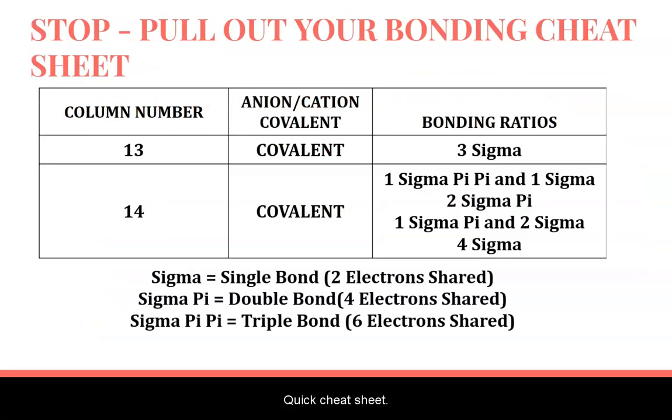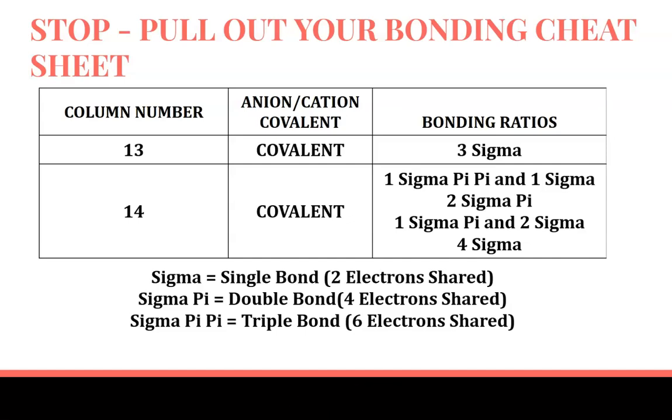A quick cheat sheet is here. So remember, a sigma is a single bond with 2 electrons shared. A sigma pi is a double bond with 4 electrons shared. So when we're talking about electrons shared, that's total electrons shared. So a single bond is going to have 1 electron from each element. A sigma pi is going to have 2 electrons from each element. And a sigma pi pi, or a triple bond, is going to have 3 electrons from each element for 6 total shared.